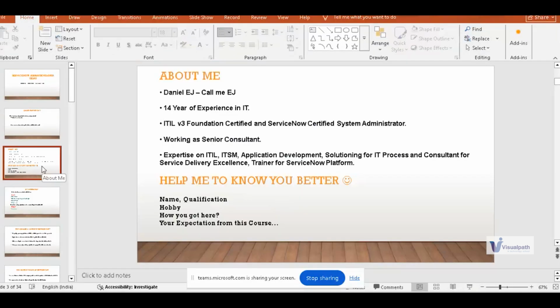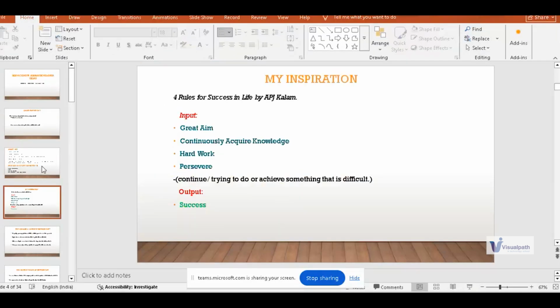So quickly, this is my inspiration: four rules for success in life by APJ Kalam.